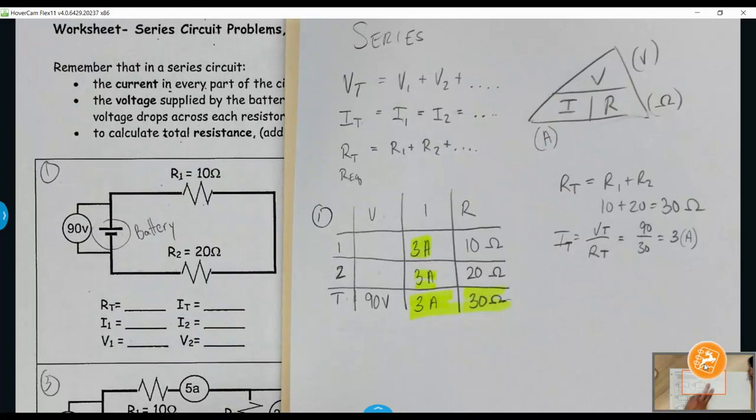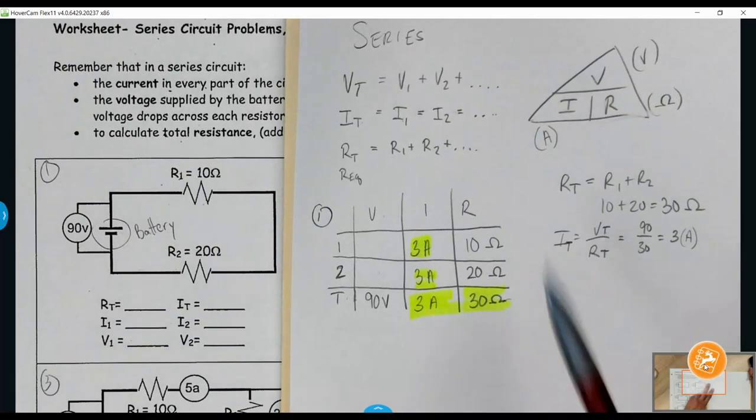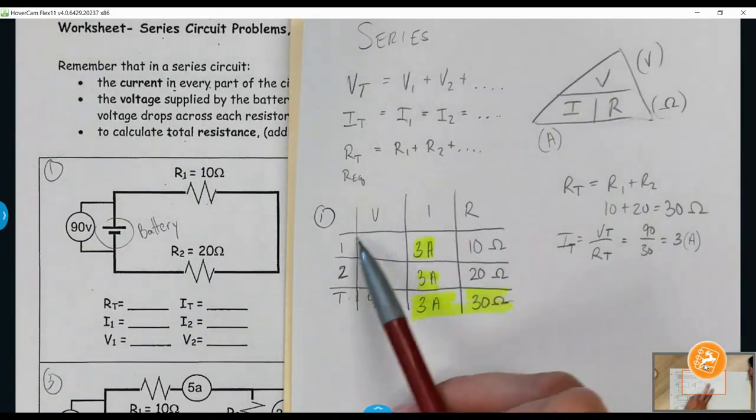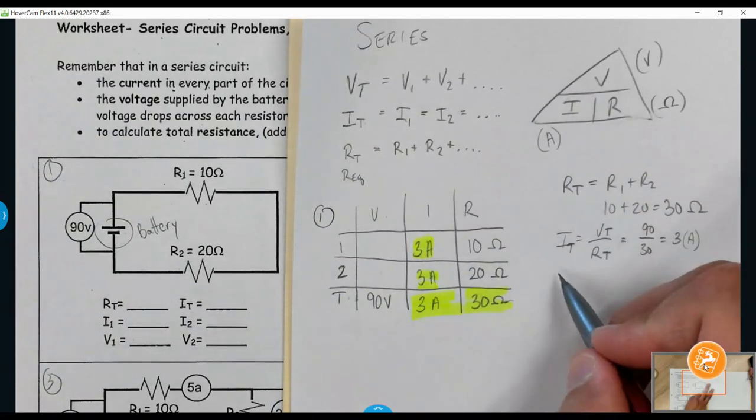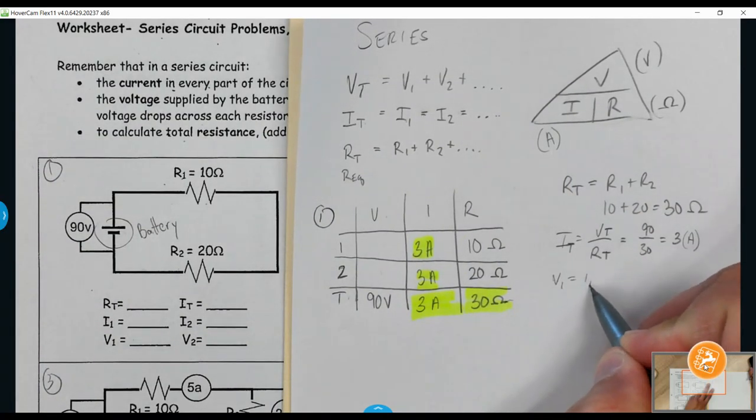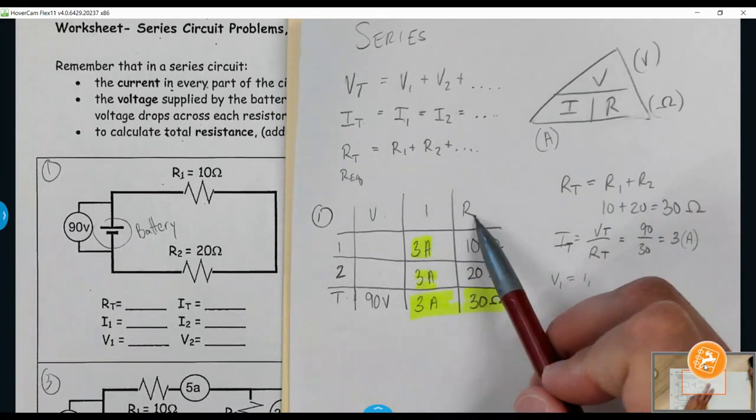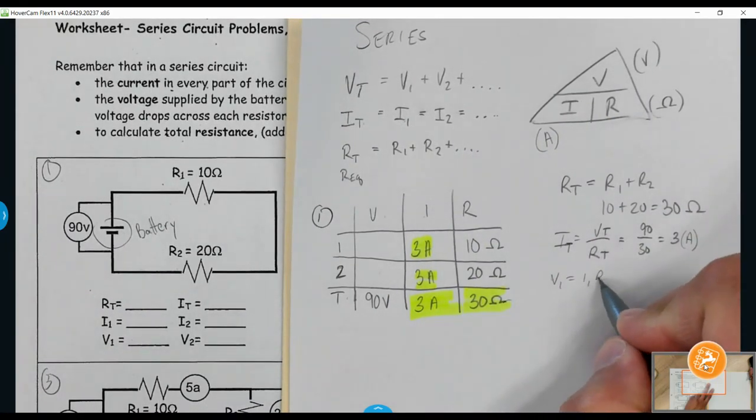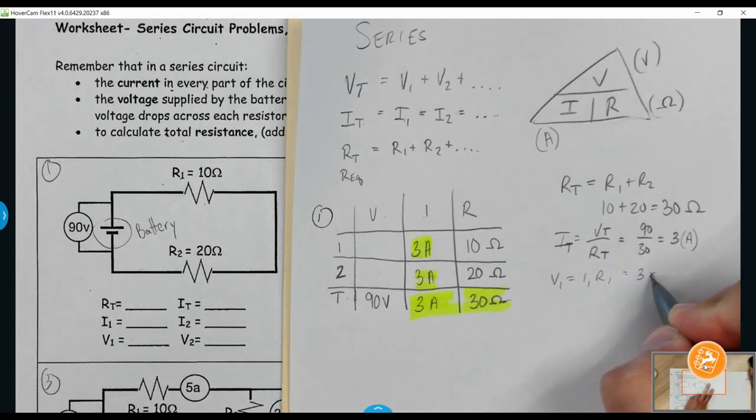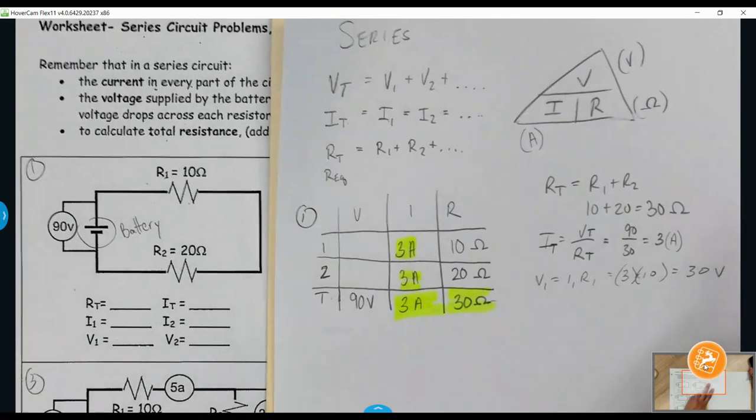Now, what's great is that now that I have I1 and R1, I can find V1 using the triangle. The triangle says V is equal to I times R. So I1 times R1, 3 times 10, is going to give me 30 volts.